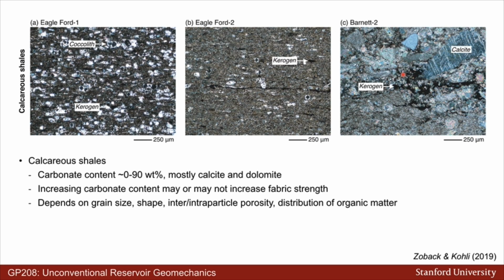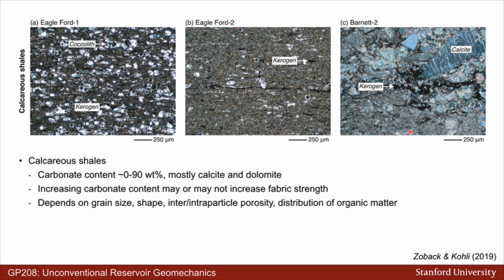Now, if we look at another compositional trend that's common in these rocks, we can look at the trend of increasing carbonate content. So here, these are examples from the Eagleford and Barnett shales in which carbonate content is increasing from left to right. And this is a significantly more complicated compositional trend because for one, carbonates can range from maybe 0 to 90% in these rocks, mostly comprised of calcite and dolomite. So it's a quite wide compositional range.